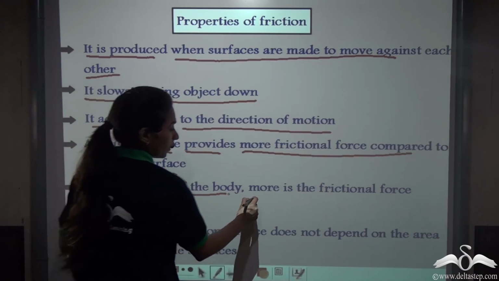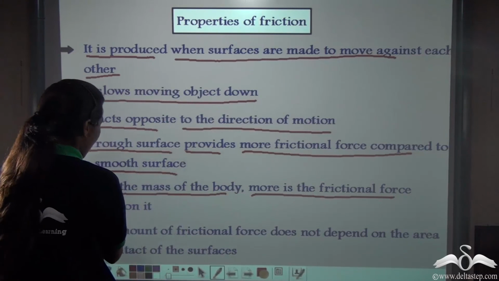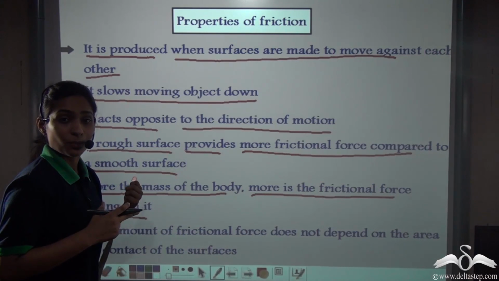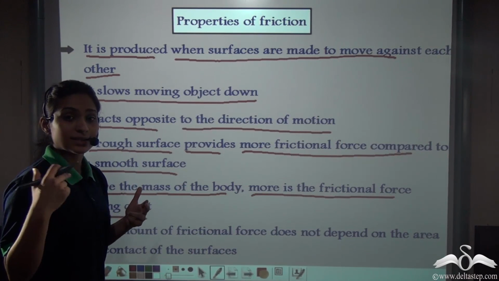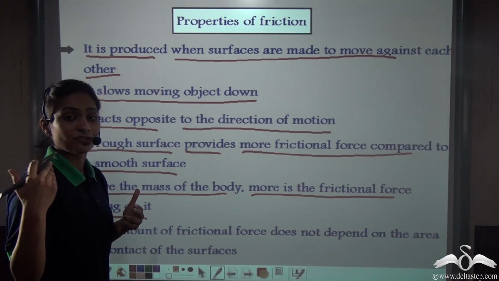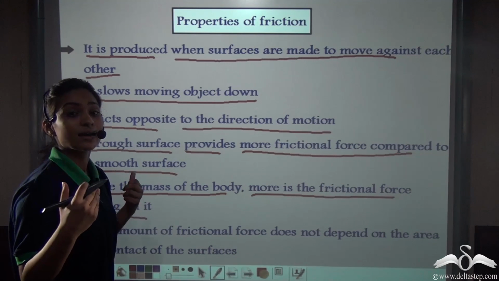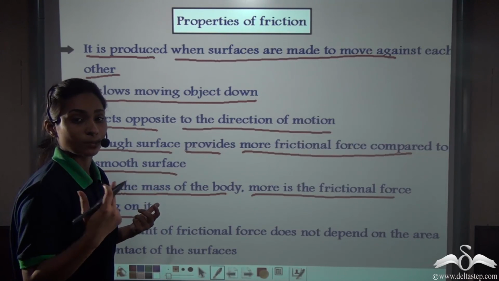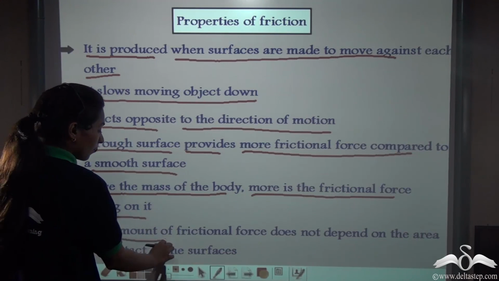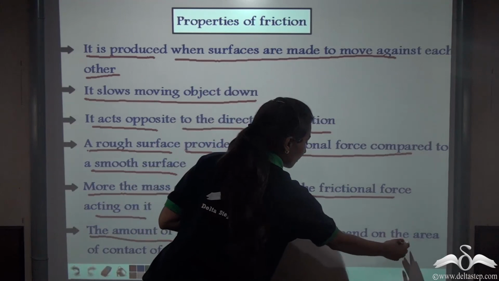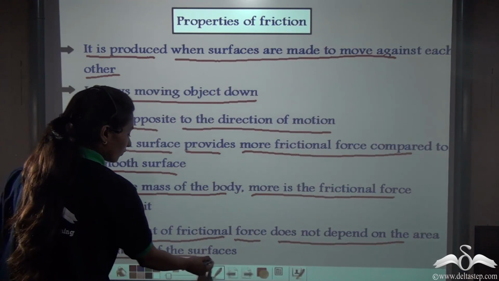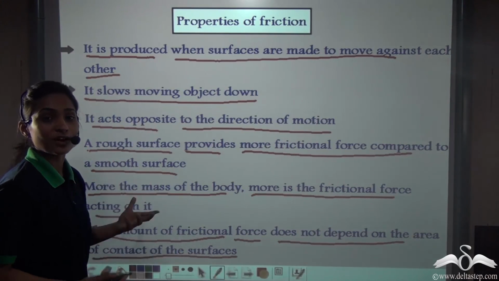More the mass of the body, more is the frictional force acting on it. Just like our example of the book, where we pushed one book and it slid easily, and when we are pushing 4 books together, it slides slowly as compared to pushing one book. The amount of frictional force does not depend on the area of contact of the surfaces, just like the example of our box.